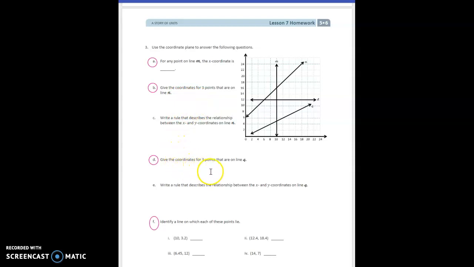Part D, give the coordinates for 3 points that are on line Q. Same thing for line Q. You need to just go over and up to find a point, over and up, anywhere you want to find 3 points. So once again, you need to have 3 different coordinates here. Not 3 numbers, but 3 sets of parentheses with an x and a y coordinate.